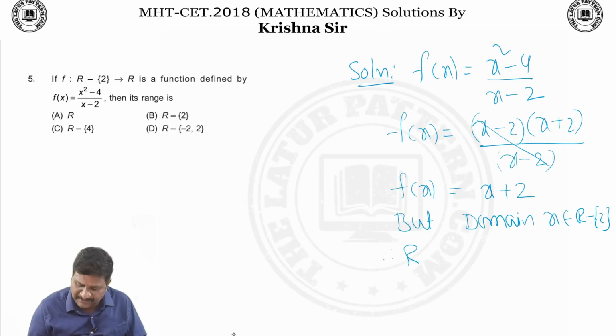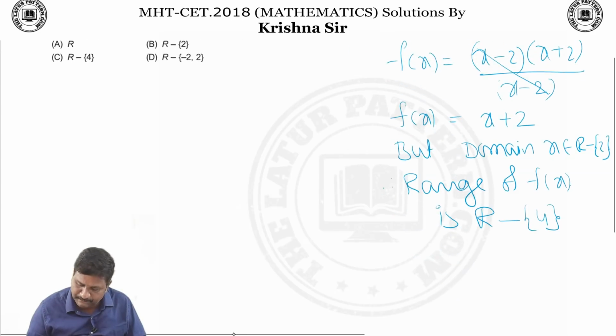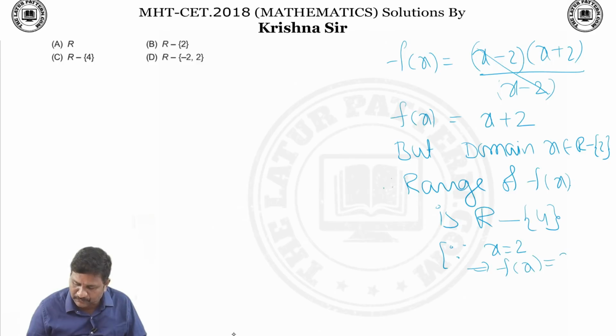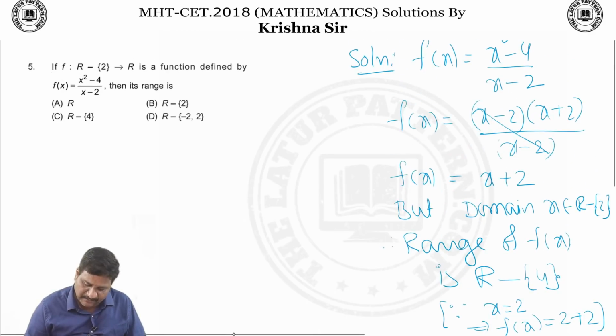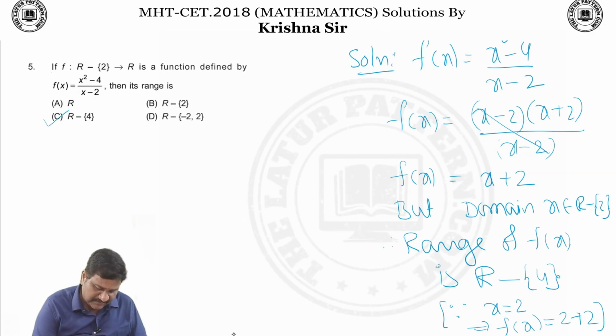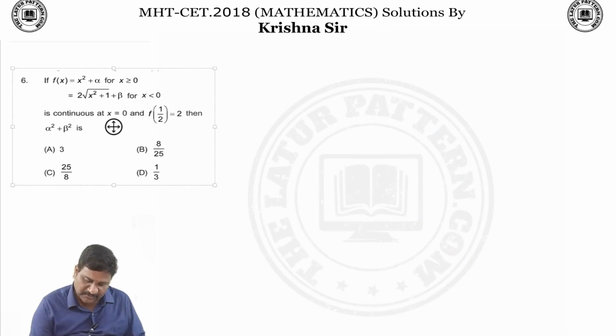Therefore, the range of f of x is all real numbers except 4. Since if x is equal to 2, then f of x is equal to 2 plus 2, that is 4. Therefore, by our options, the answer is C. Now the solution 6.